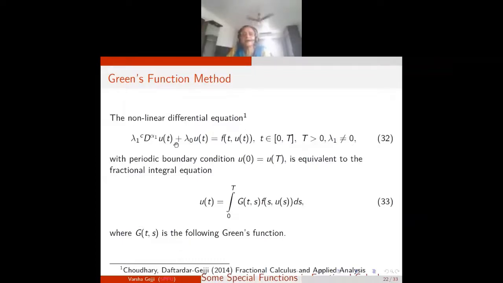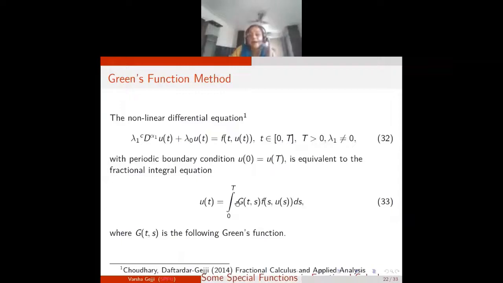So for example, consider the non-linear differential equation given in 32. With my student Sangeeta Chaudhary, this is an exercise we calculated. This is a non-linear equation, and if we put the boundary condition u0 is u of t, then it is equivalent to the fractional integral equation. 32 is equivalent to 33, where g t comma s is called the Green's function. So this existed even in the ordinary case when alpha 1 is 1.